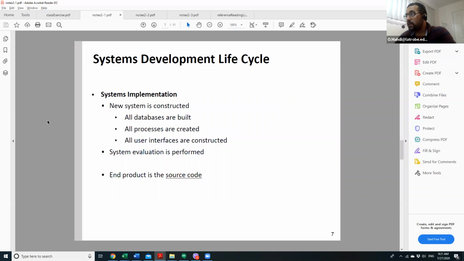All right. In terms of the database, it's been built, as well as all the processes, what you need inside each module, for example, in your information system. Of course, the user interface is constructed here in this phase. So, the evaluation as well. So at the end, we're going to have something called the source code that represents the whole information system.